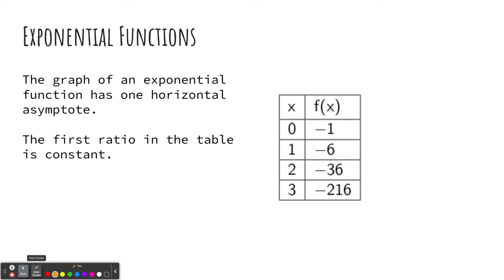To get from -1 to -6, we multiply by 6. To get from -6 to -36, we multiply by 6. To get from -36 to -216, we multiply by 6. Since all of it is multiplying by 6, the first ratio is constant, and this is an exponential function.